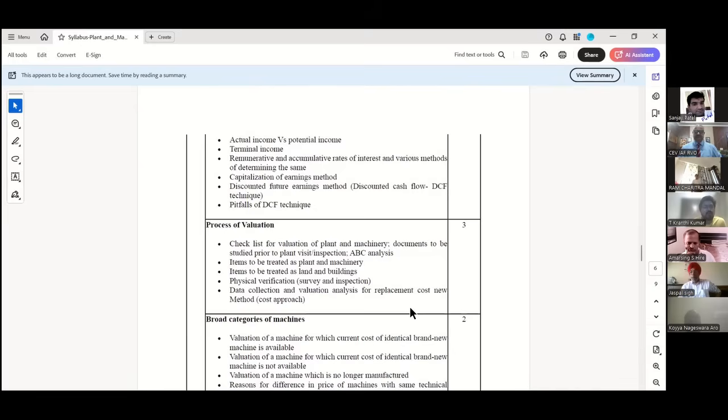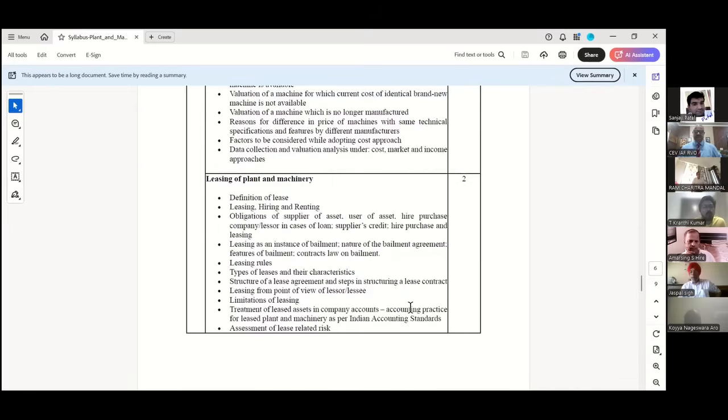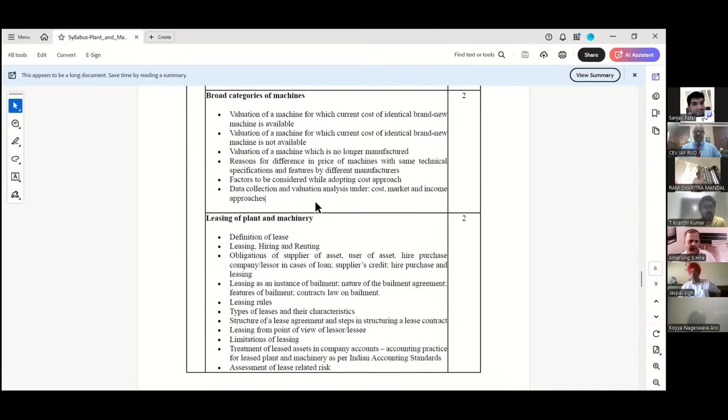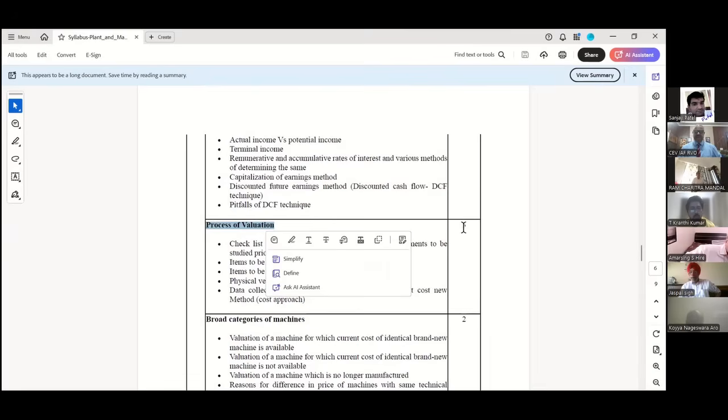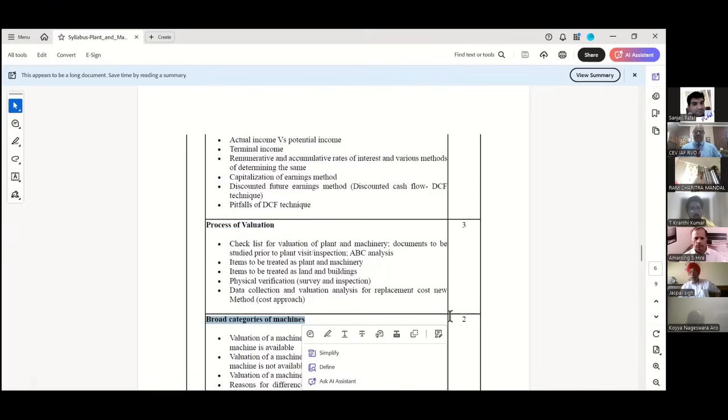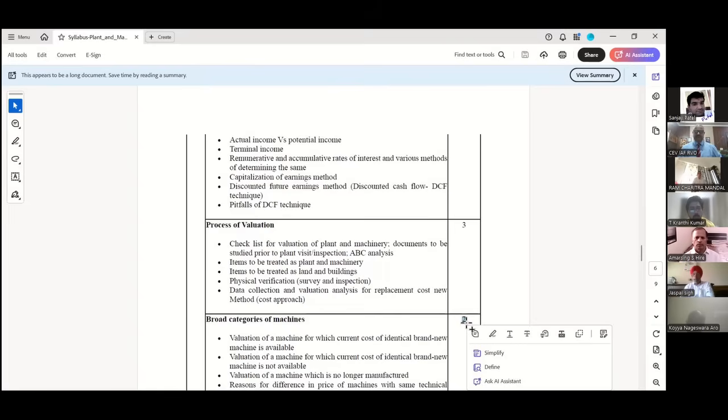The next 2 chapters that we are discussing are theoretical. Process of valuation is 3 marks, and broad category of the machines is 2 marks. It is purely based on your understanding of the identification of the machines, depreciation chapter, cost approach, market approach, and income approach. वही समझने से ये जो 5 मार्क के क्वेश्चंस हैं, you will be able to get an answer.